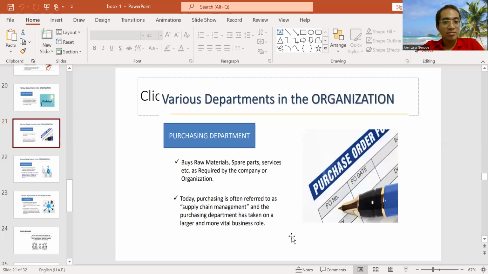Next, the purchasing department, as I discussed earlier, buys raw materials, spare parts, services, etc., as required by the company or organization. Today purchasing is often referred to as supply chain management, and the purchasing department has taken on a larger and more vital business role. That means it's a chain.